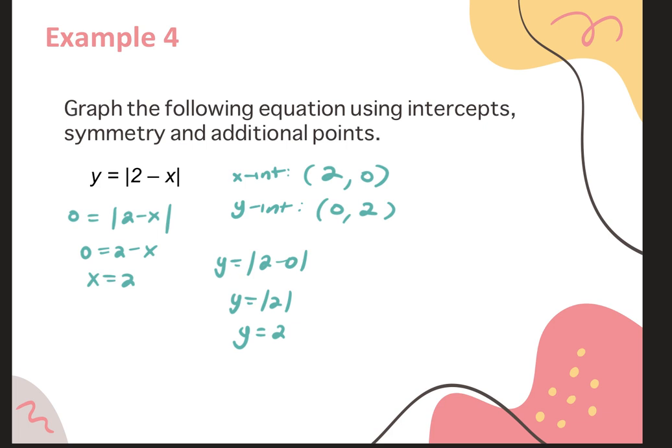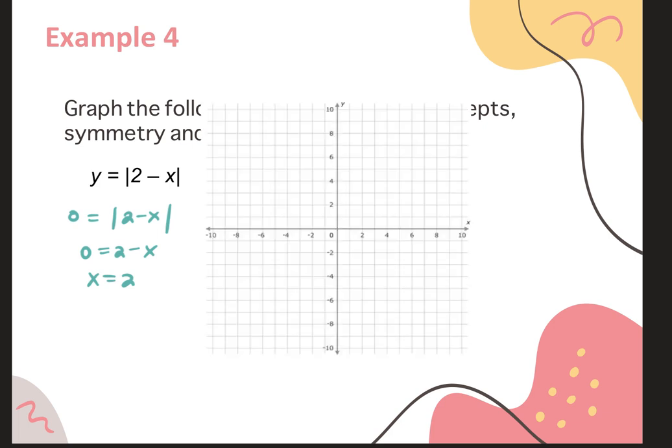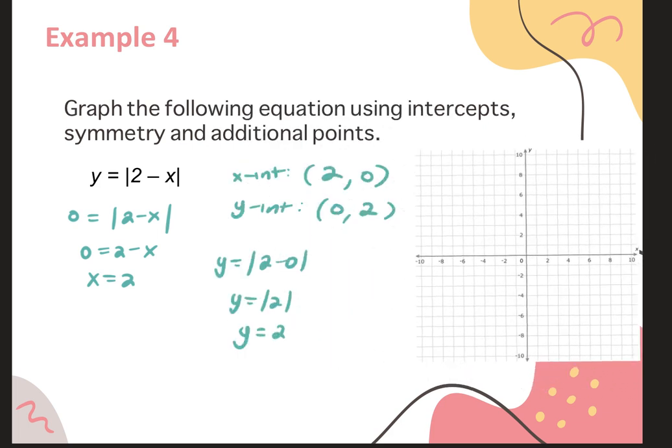Okay, I'm going to pull in a coordinate plane just so that we can do this accurately. Feel free to be like a nerd like me and put your coordinate grid in your favorites album. And we're going to plot what we already know. So x-intercept is 2, 0. Y-intercept is 0, 2.